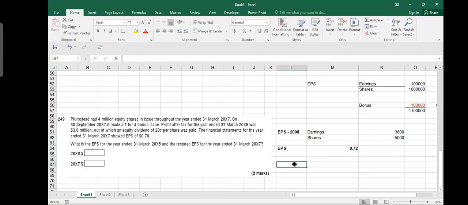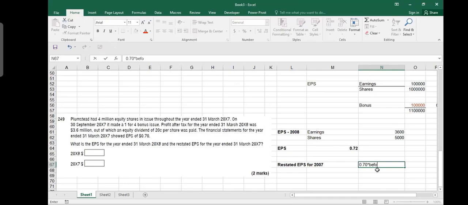And then you need to do your restated EPS for 2007. What was your EPS in 2007? 0.70. Multiply it with your shares before divided by shares after. Before was 4 million, after 5 million. 0.70 multiplied by 4 divided by 5, which means that your 4 shares became 5 shares. So your EPS was 0.56. So these are the two answers.